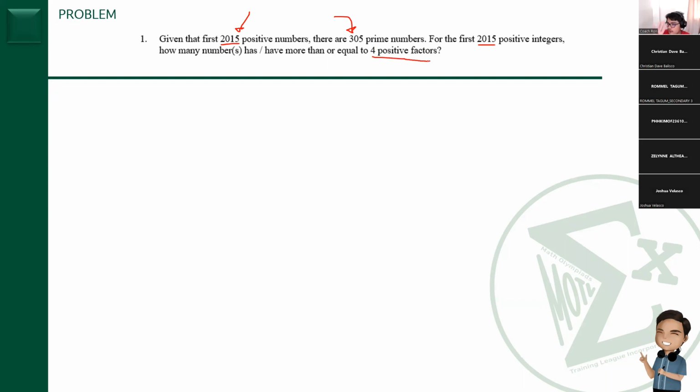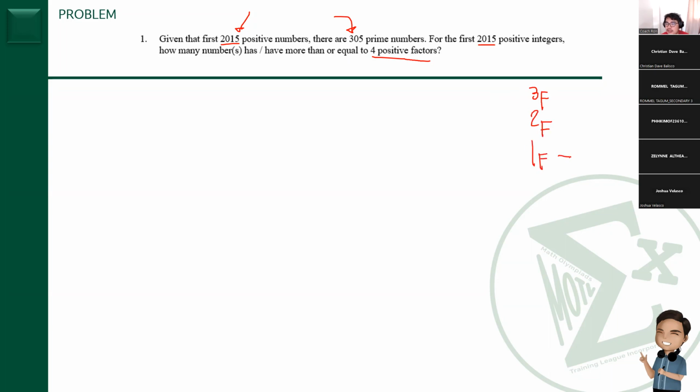So we're talking about 4 factors, 5 factors, 6 factors, 7 factors, 8 factors, 9 factors, 10 factors, 11, and more. All right. And it's kind of a lot, because we can't count 4 and up. It's like too much. So what we're gonna do is we want 4 and up, right? So we're gonna remove numbers that have 3 factors and below. So 3 factors, 2 factors, and 1 factor.